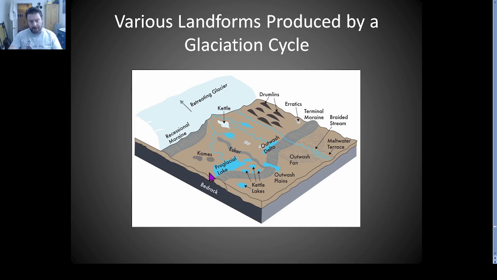Kames, kettle. Kettle is, these are holes that were probably made by big chunks of ice that made an indentation in the soft sediments and then melted, leaving a depression, which means you get a small lake, which is a kettle. Fan outwash right here. Sometimes you get a lake that's backed up here. That's a kettle. Kames, I always, the kame is a, I've got to look that up.